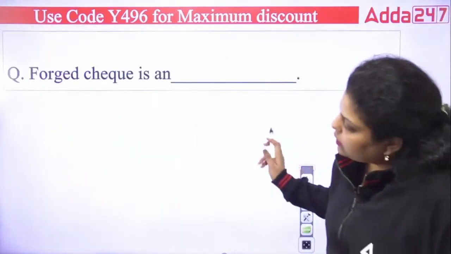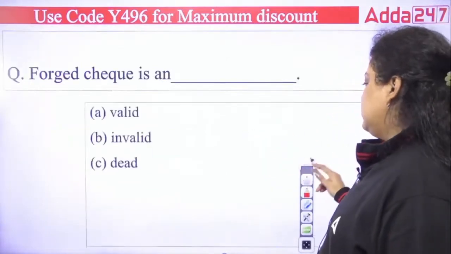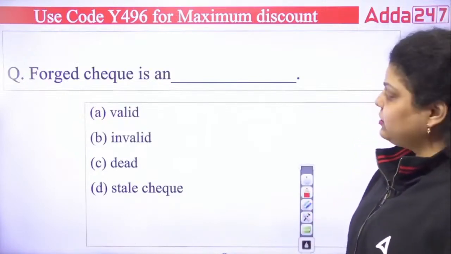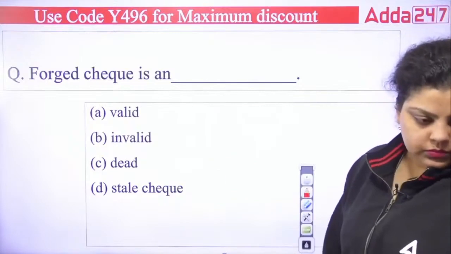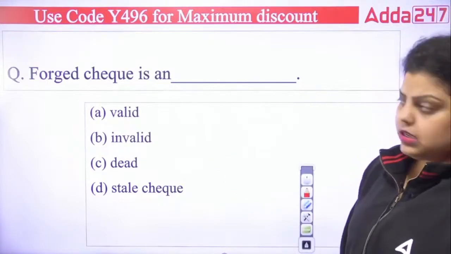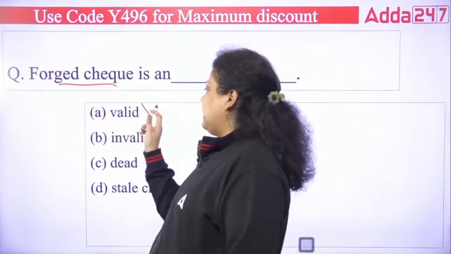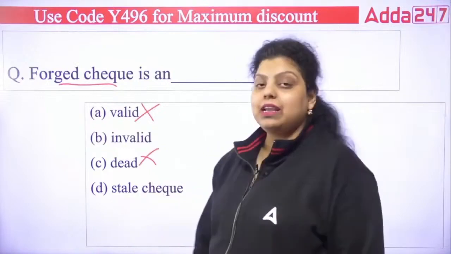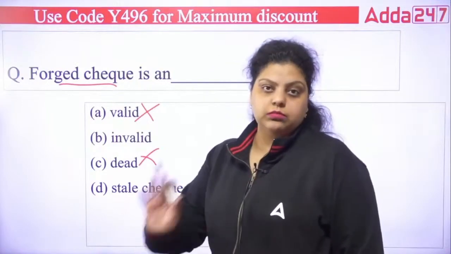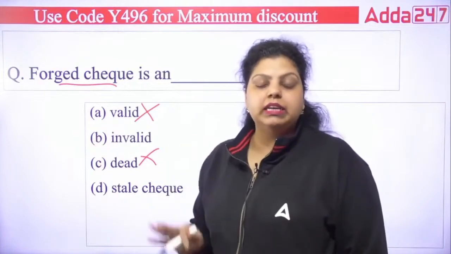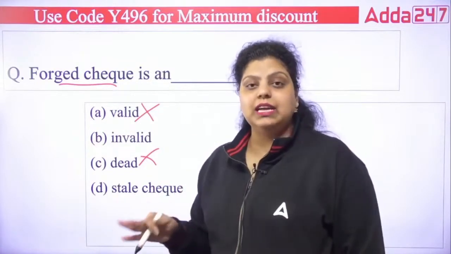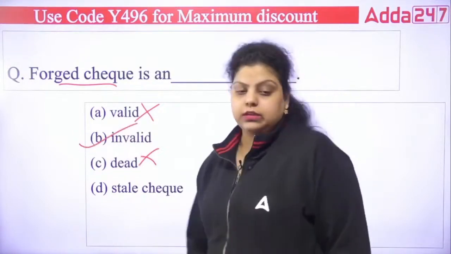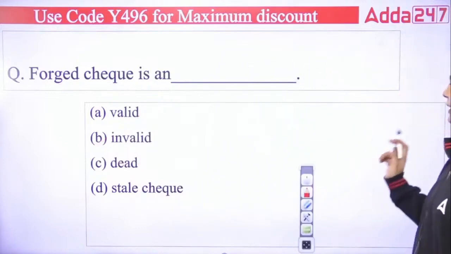Next. A forged check is an dash. So forged check is a valid check, invalid check, dead or stale check. So right answer will be, if it's a fraud, it cannot be valid. Dead check, something like that, no such term is there. A stale check is the check when the validity of a check is expired. The validity of a check is 3 months, and when the check validity has expired, you cannot make the payment of that particular check. So it is an invalid check. Right answer is invalid. Forged check is your invalid check.